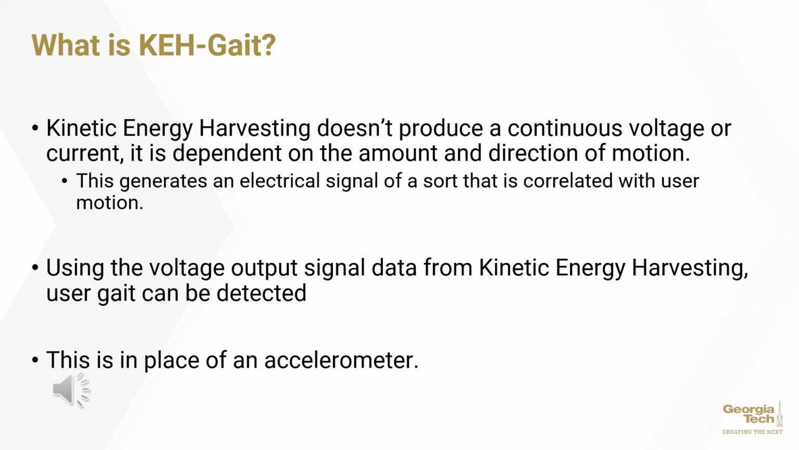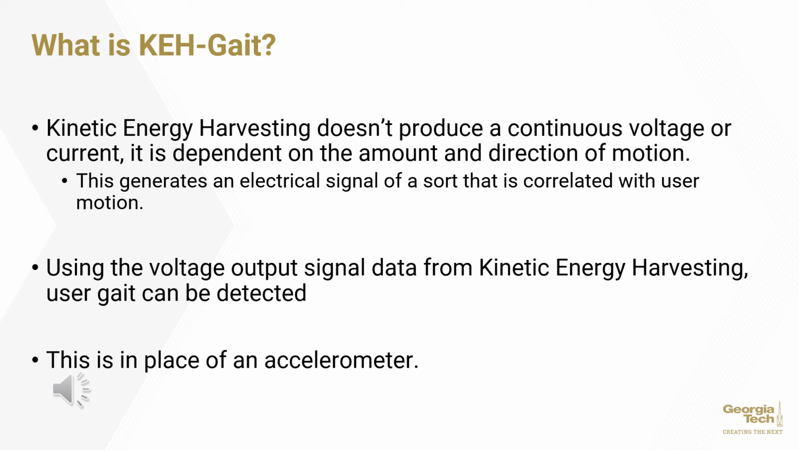So we have gone over gait and how it is useful for authentication, and we have gone over kinetic energy harvesting, but what is KEH-Gait and how does it work? Electric kinetic energy harvesting doesn't produce a constant or continuous voltage or current like a battery. It will move around or oscillate with the direction and intensity of the user's motion. This produces a sort of electrical signal that can be logged as data.